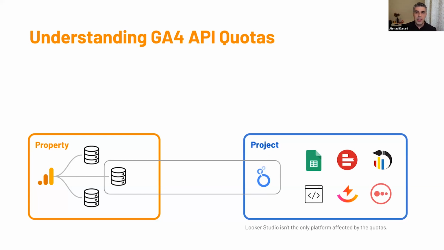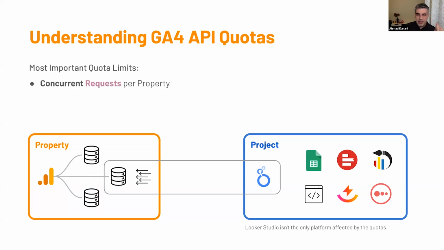Anything, a Google Sheet, a script that you wrote, any third-party connector, if they're going to hit the API, they are subject to quotas. Each one of these projects is subject to three types of more important quotas, and other quotas as well. But the three most important ones are, first, the concurrent request quotas per property.